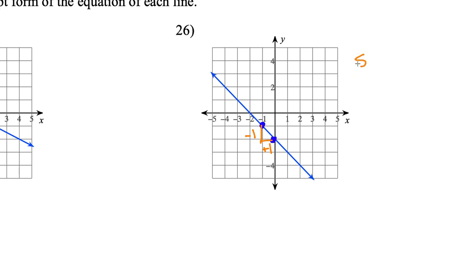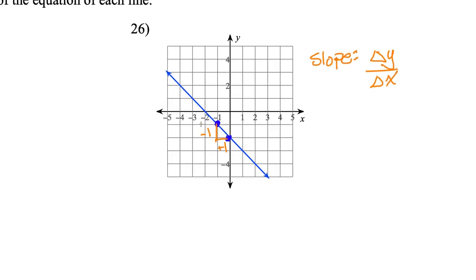So slope, by definition, is delta y, the change in y, over delta x, the change in x. So my y, how much up and down I moved, was negative 1. I'm just filling in these numbers into this formula now. Delta y is negative 1, delta x is 1, and negative 1 over 1 is just negative 1. So the slope is negative 1.